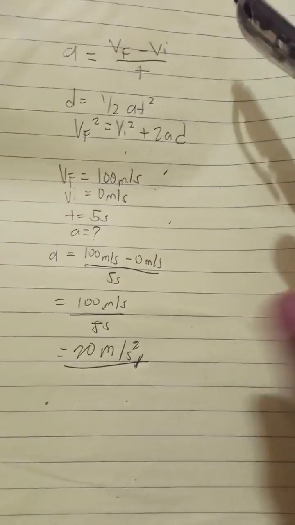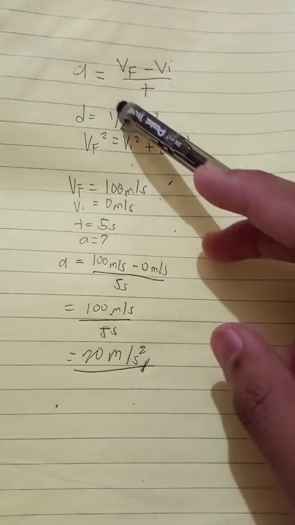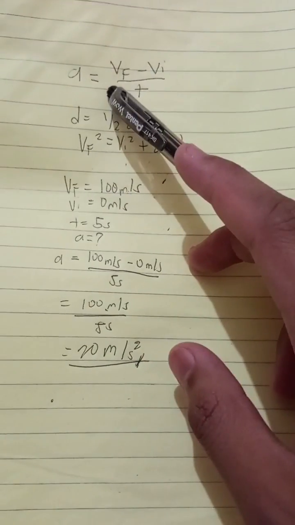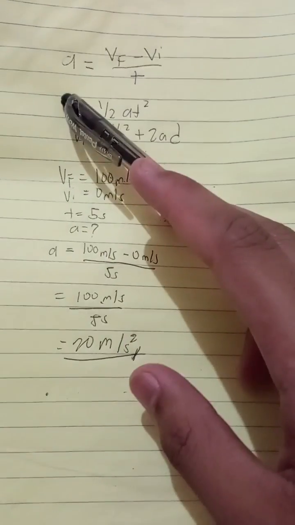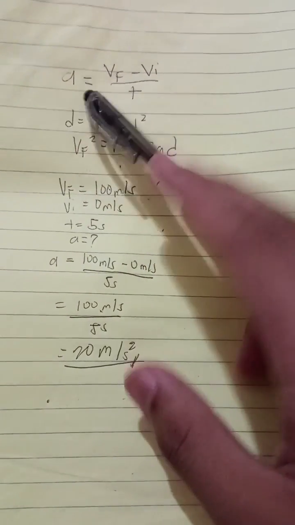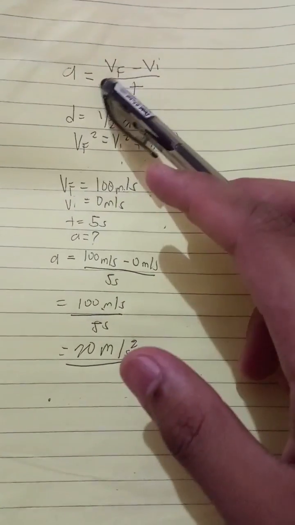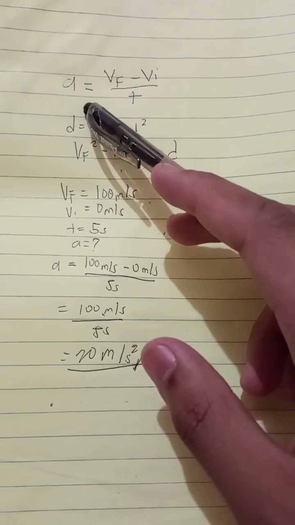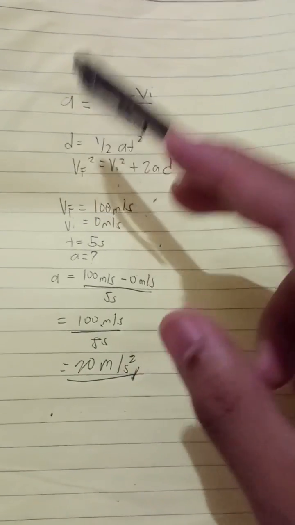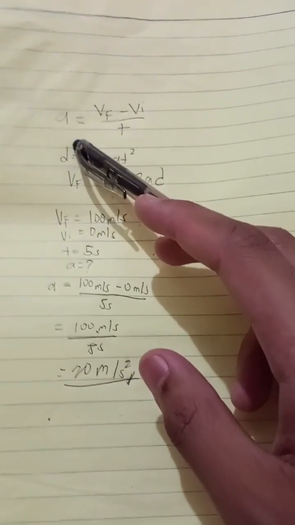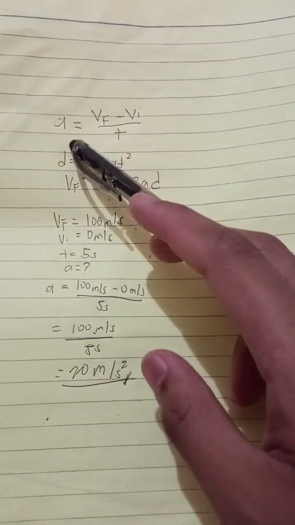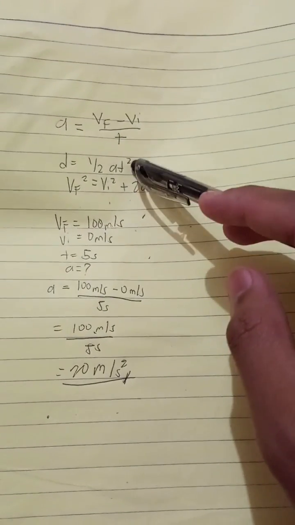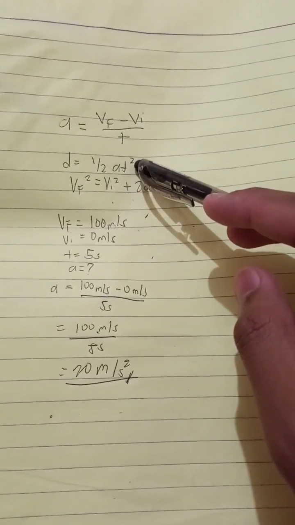This is the easiest of the formulas because you already have acceleration as the value that we're trying to find. But in the next example, we will see that acceleration is not the value that we're trying to find.